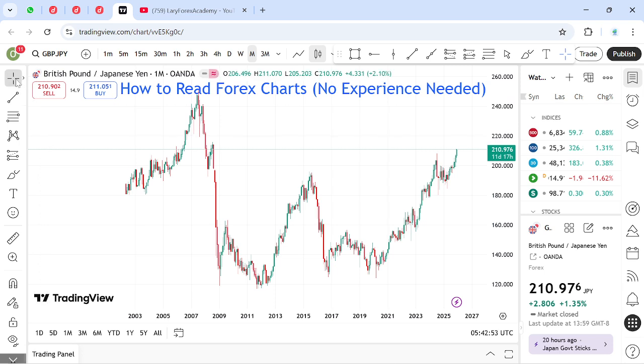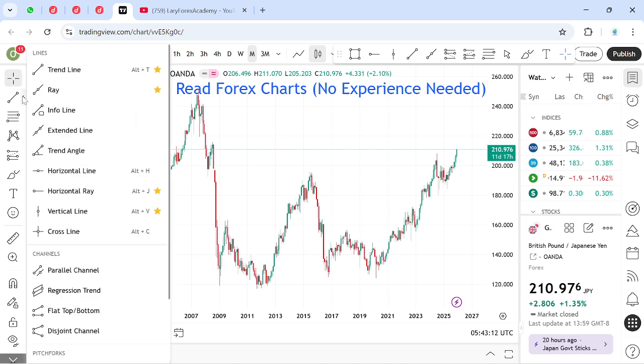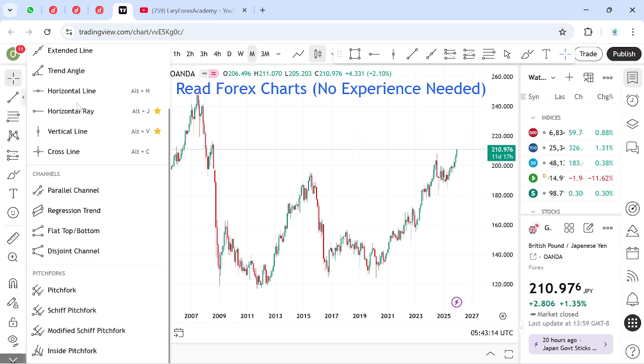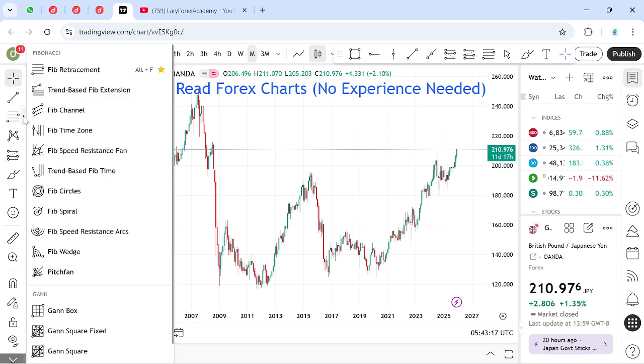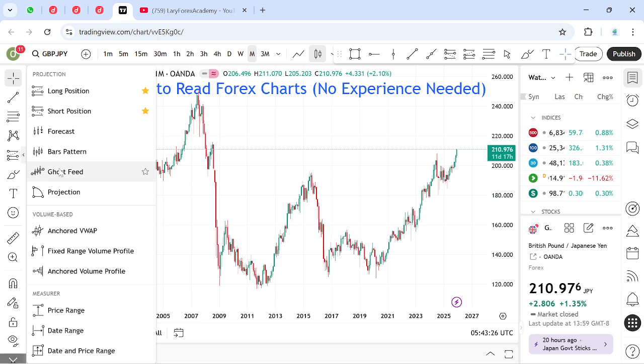Now, by the side here, all these are tools used to trade. You can see we have the cross, dot, arrow, the demonstration tool, magic, eraser. I'll come here. You see a list of the different tools we have. When you keep scrolling down, you see the different tools you get. You see we have a lot of tools.